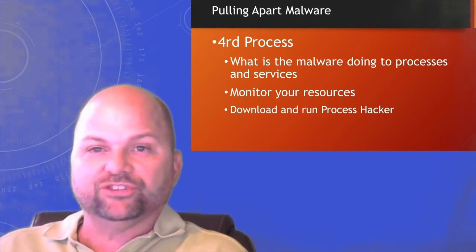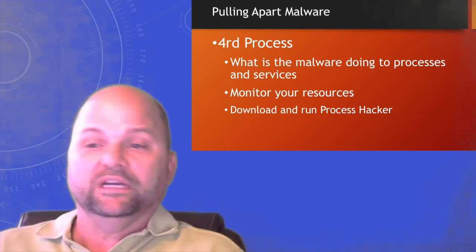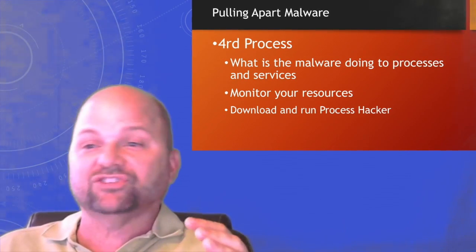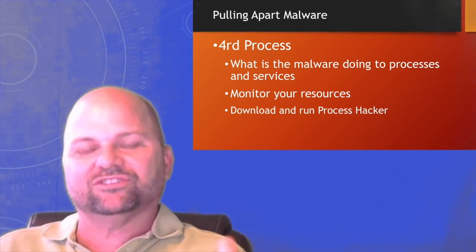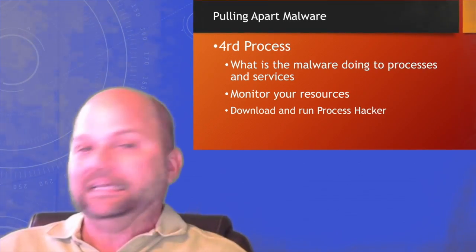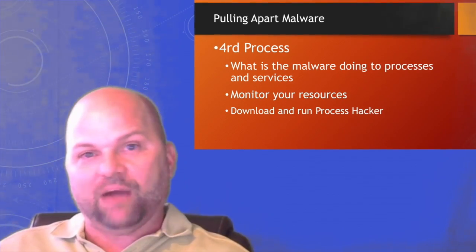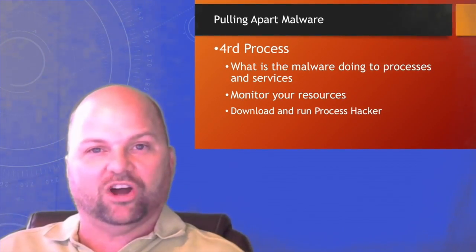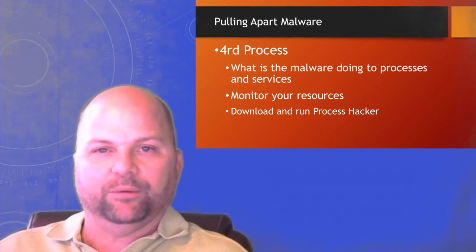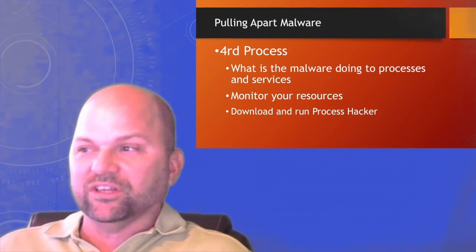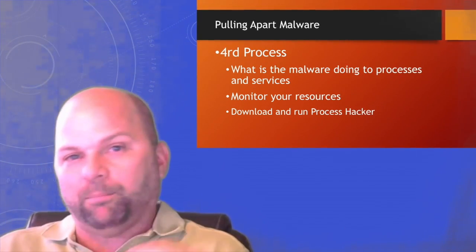The fourth process, what's the malware doing to your processes and services? You need to monitor your resources, and to do that, you can download and run Process Hacker, another free tool. It works very well. It debugs the software, and it'll also help you detect the malware. But you want to make sure you monitor those system resources and capture what the tool is doing. Is it elevating privileges on this service or that service? Is it opening that window or this window? What's it doing? Is it starting, stopping, pausing services? Is it opening ports? Those are the types of things that Process Hacker is going to be able to tell you. Well, those are the quick down and dirty steps to initially looking at and pulling apart malware.